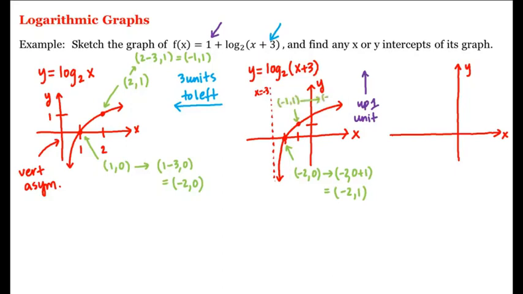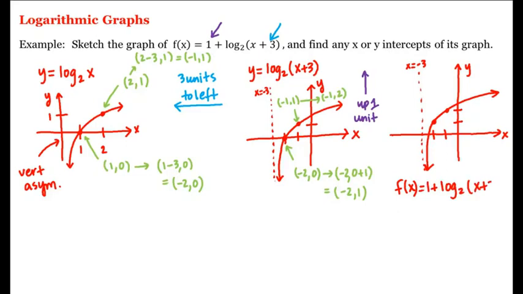It moves to (-1, 1 + 1), or (-1, 2). Let's say this is -1 and -2. Then our vertical asymptote is still at x = -3. Let's say this is y = 1 and this is y = 2. Then (-2, 1) is right here, and (-1, 2) is right here. And our graph then looks like this. So this is f(x) = 1 + log base 2 of (x + 3).